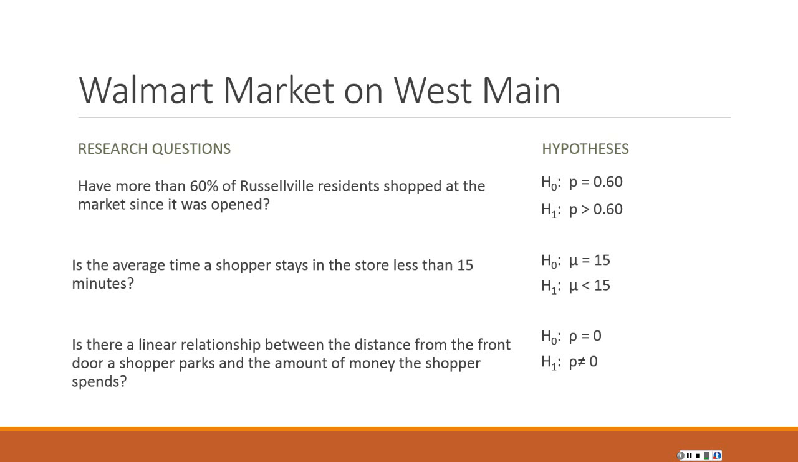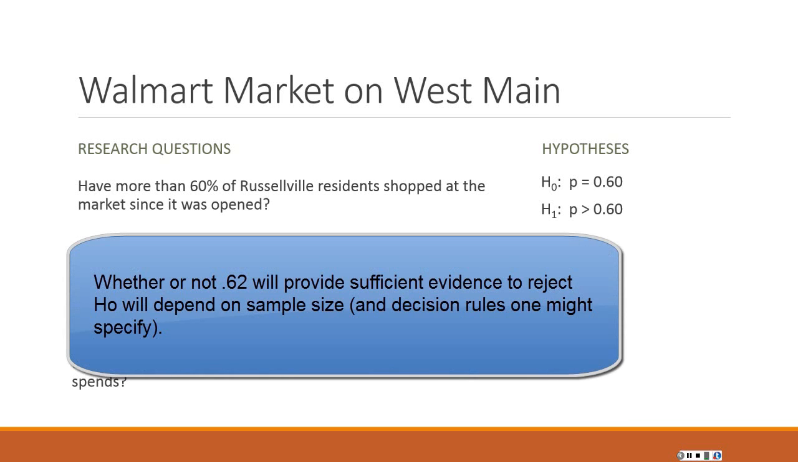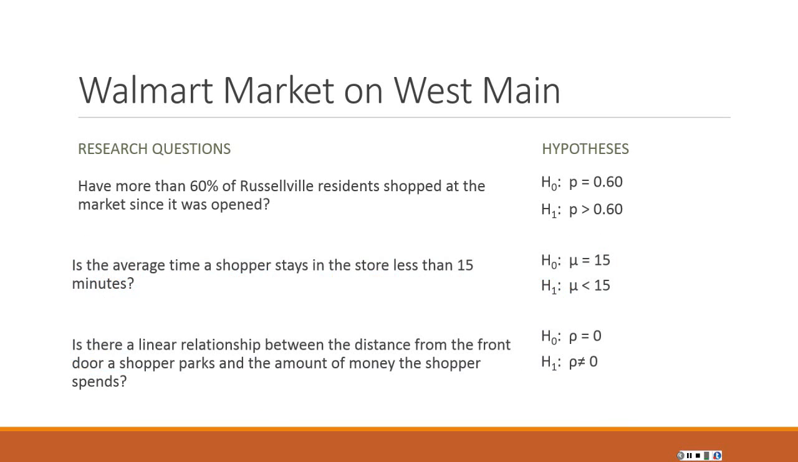If it's more than 60, then whatever we observe, let's say we observe p-hat of 0.62, that might be enough to say that H0 is unlikely to occur, therefore we would conclude that p is greater than 0.6. Is the average time a shopper stays in the store less than 15 minutes? If there's no effect, that would be if the mean is equal to 15, that's our H0. Based on what we observe, do we get an x-bar sample mean enough less than 15 to say that no, mu equal to 15 is unlikely, and therefore we're going to conclude mu is less than 15.